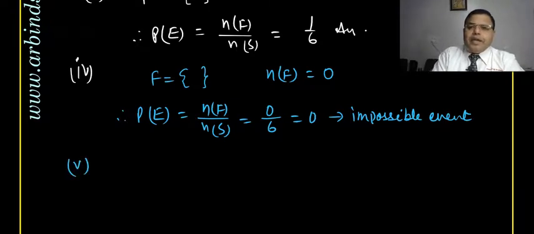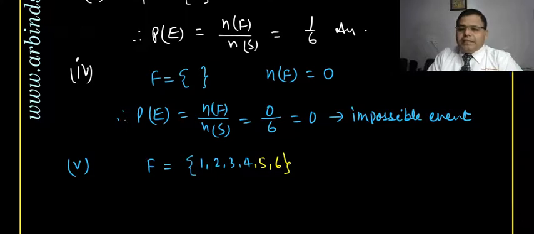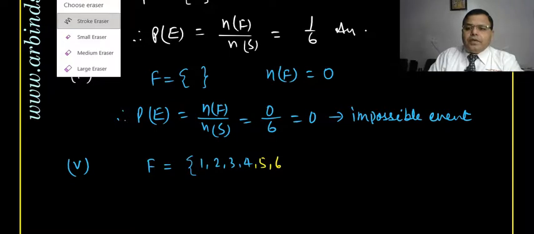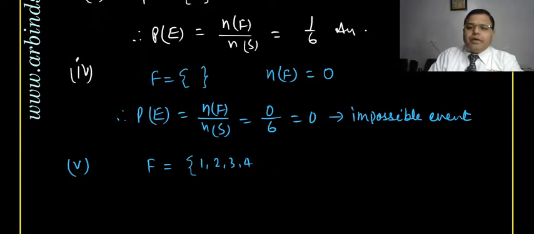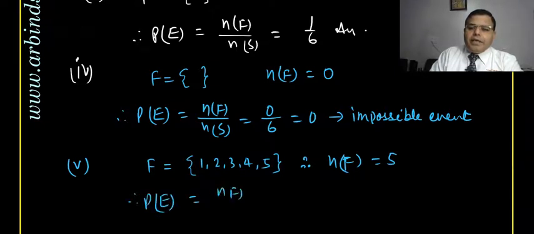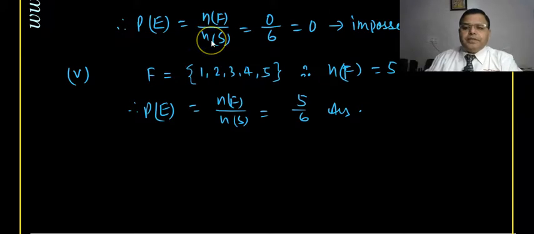Now, next question. A number less than 6 will appear. Favorable outcomes are 1, 2, 3, 4, 5, but 6 will not come here, since 6 is not less than 6. So the number of favorable outcomes is 5. Therefore the probability of an event is NF by NS, that is 5 by 6, which is the answer. So I hope you got all these things.